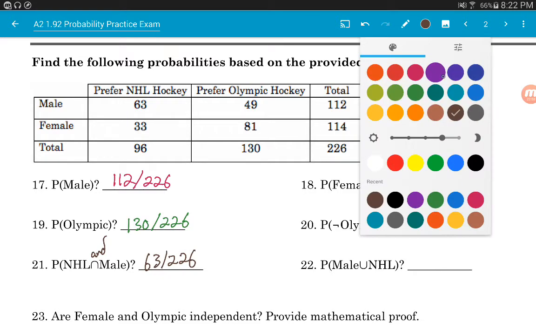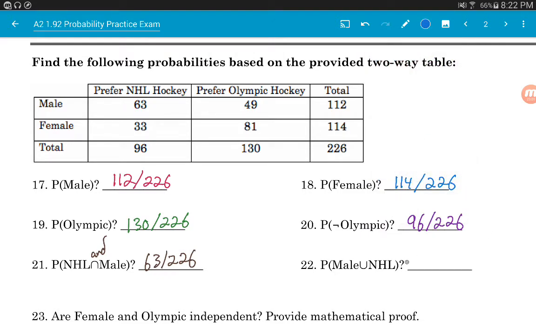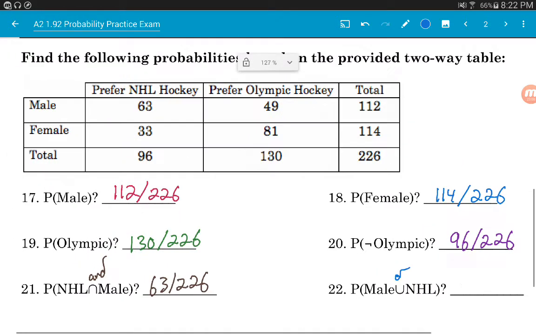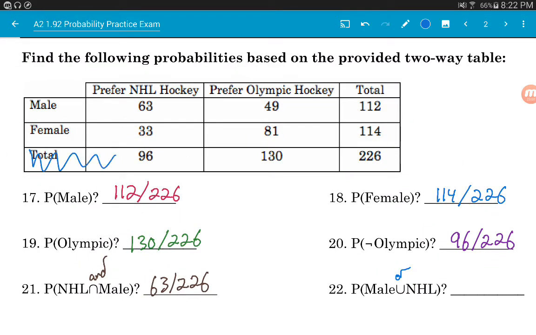And the last one for this section is the probability of male or NHL. So remember the check mark scheme. These are the totals. I don't really care about them. We want to know about the groups. Are the groups included? If you're male or you prefer the NHL, you get included. So these guys right here are included because they're male and they prefer the NHL. So they're good. They're included.